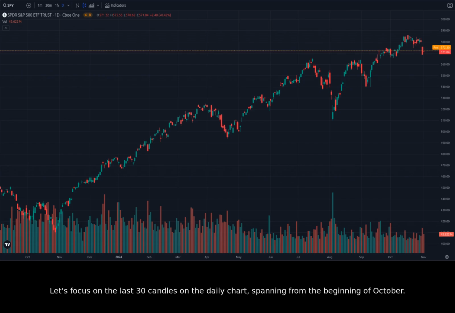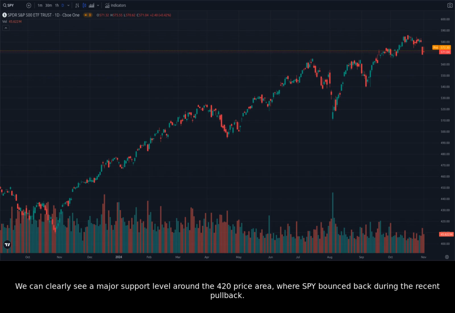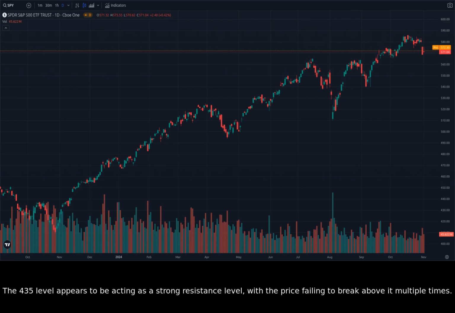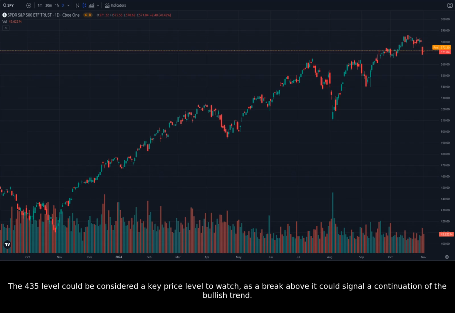Let's focus on the last 30 candles on the daily chart, spanning from the beginning of October. We can clearly see a major support level around the 420 price area, where SPY bounced back during the recent pullback. The 435 level appears to be acting as a strong resistance level, with the price failing to break above it multiple times. The 435 level could be considered a key price level to watch, as a break above it could signal a continuation of the bullish trend.